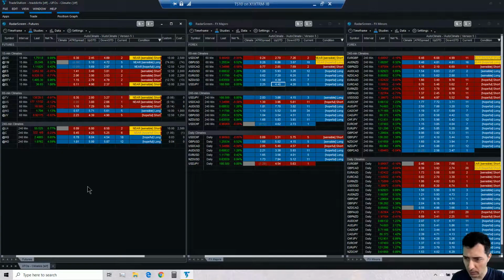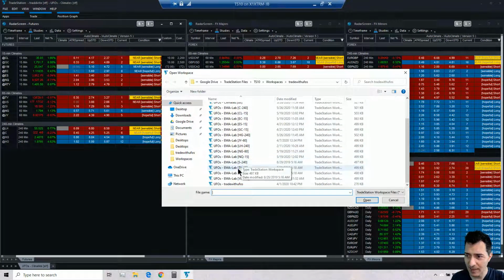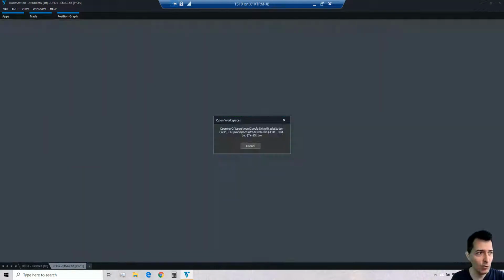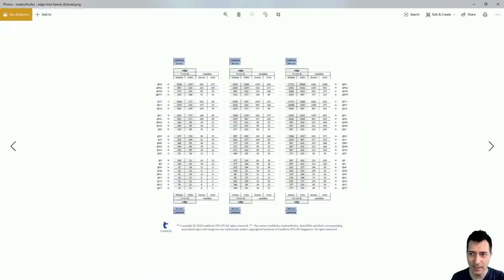Okay, the 30-year bond. By the way, for the US, I have the 10-year note here. That one I have ready. For the US, I don't have the workspace ready, even though I do have my time frames ready here.